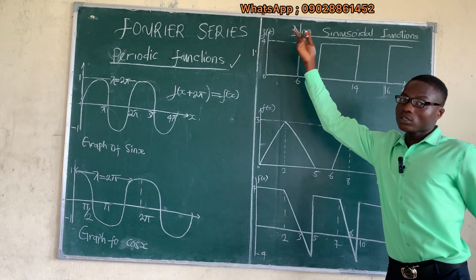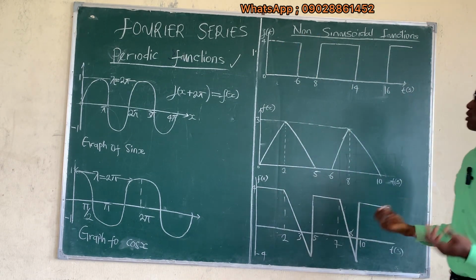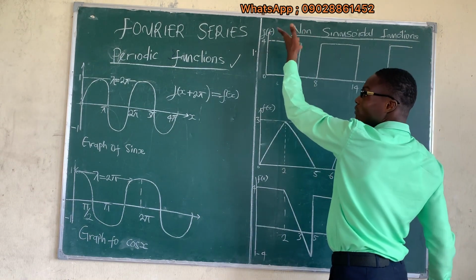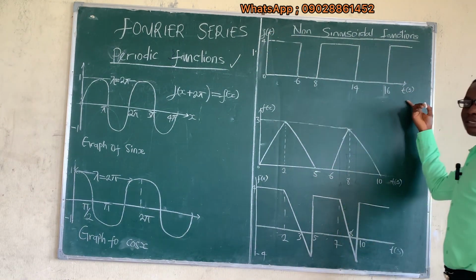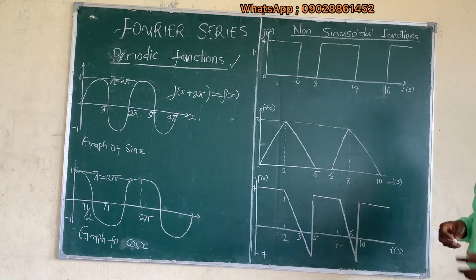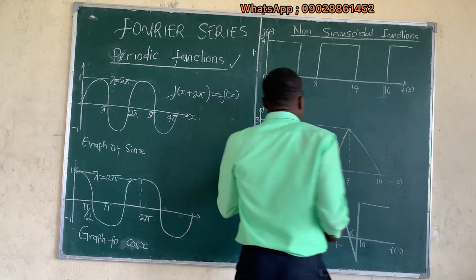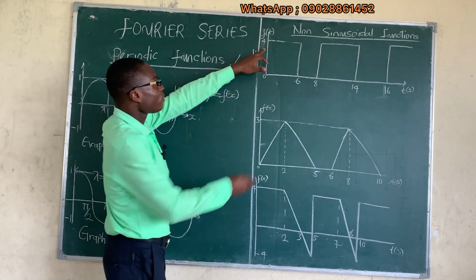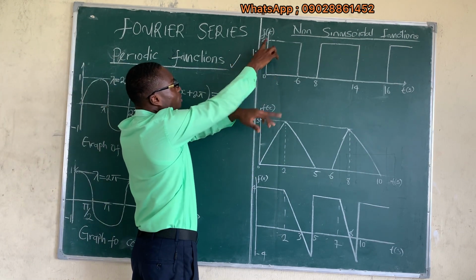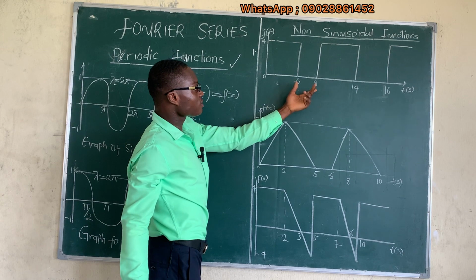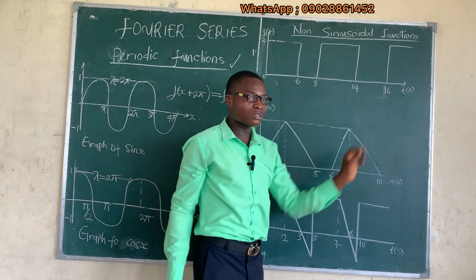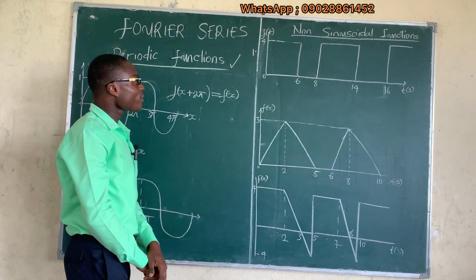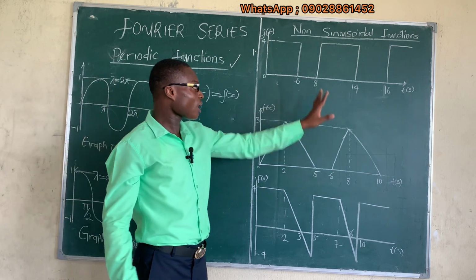And of course, the function is a function of t. So you can say y equal to f of t, where t is in seconds. So let's find the period of this first function. We have that the function starts from 4. From 4, we have 6, 8, 14, 16. So how can we find the period of this type of function?